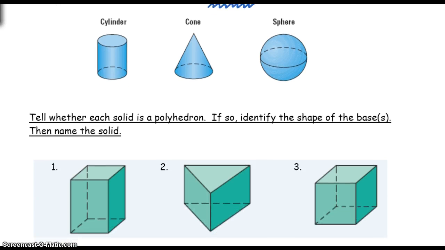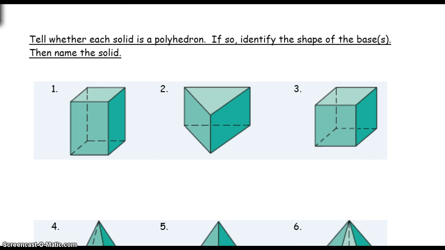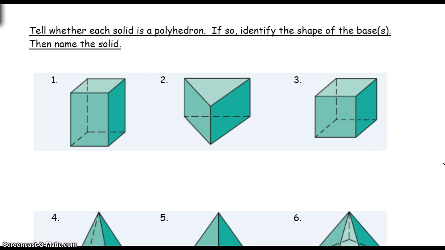So down here, tell whether each solid is a polyhedron. If so, identify the shape of the base and then name the solid. Please read these directions. There's 3 things going on here. Is it a polyhedron? What's the shape of the base? Name the solid. Now, polyhedra are named by their base, which we talked about at the beginning of these notes. So I'm going to actually skip number 1 because I'm going to have you do that later. But before you even try number 1, let's talk about number 2.